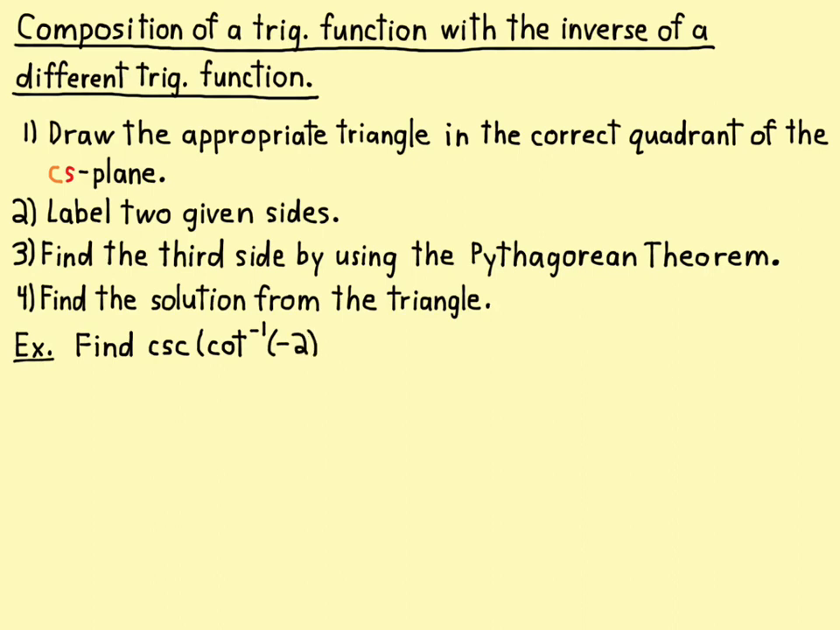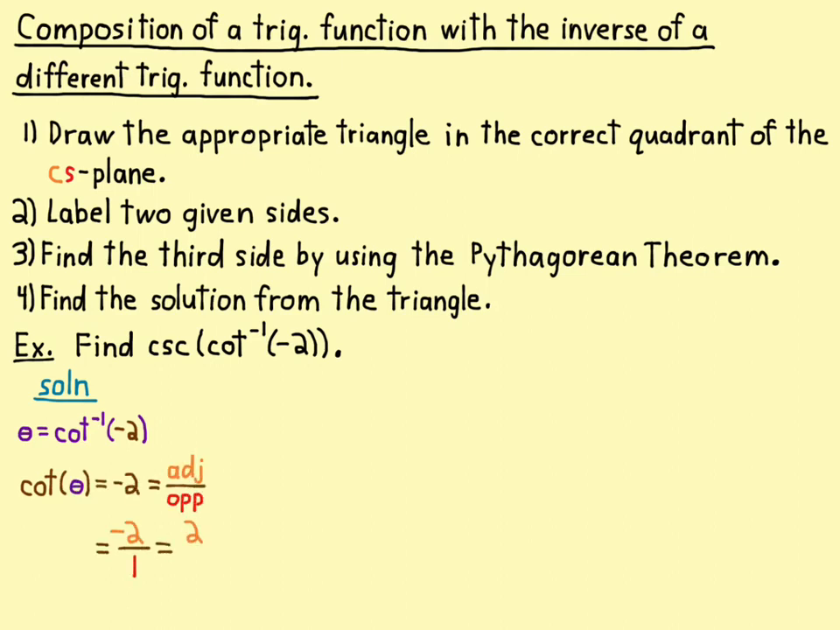So for example, find cosecant of cotangent inverse of -2. Remember, cotangent inverse of -2 is an angle. So arc cotangent is an angle. So I'm going to set it equal to theta. I'm using theta for my angle. You could use x. I just like to use theta. So theta equals cotangent inverse of -2, and that means that cotangent of theta equals -2.